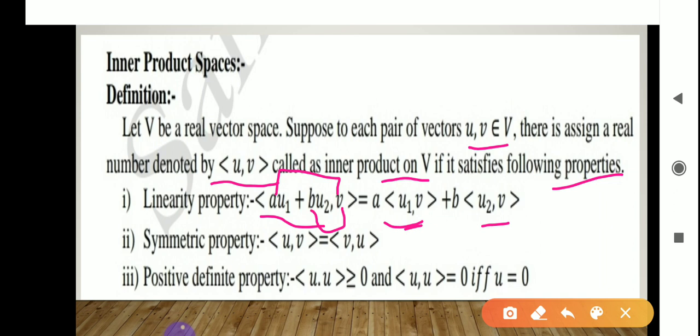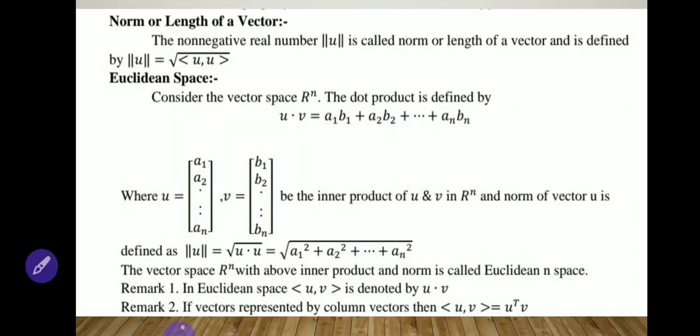The second property is symmetry. Symmetry means the inner product of u, v is equal to the inner product of v, u. And the third one is the positive definite property, that is, the inner product of u comma u is greater than or equal to 0, and equal to 0 if and only if u equals 0. If these three properties are satisfied, then we can say that the inner product of u, v is an inner product on the vector space V.